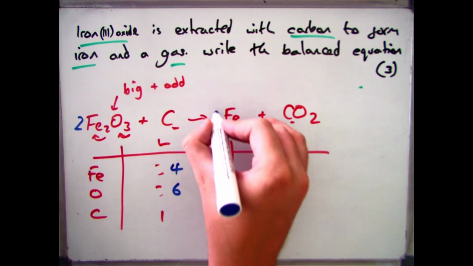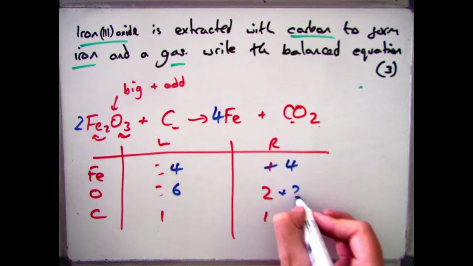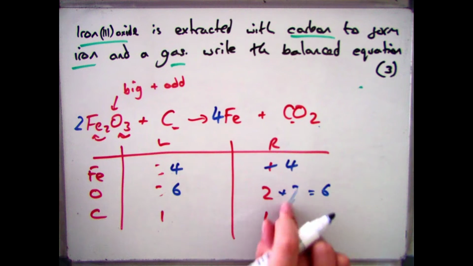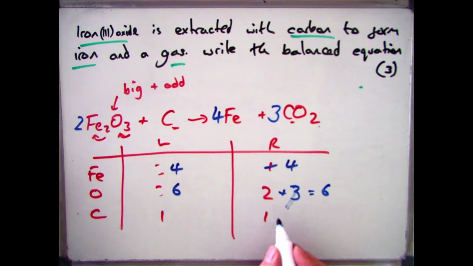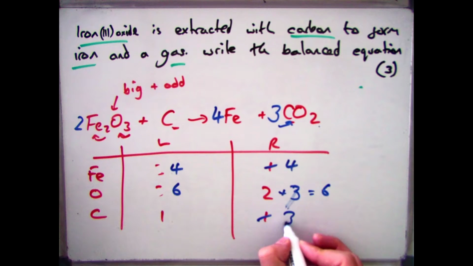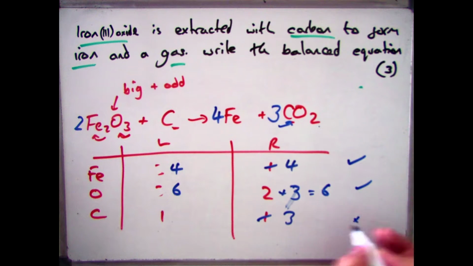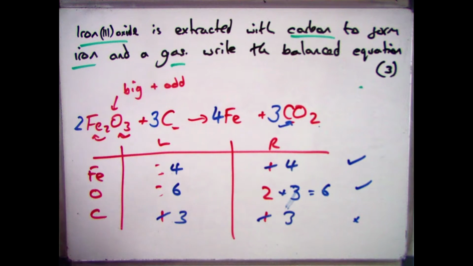What do I need to put in front of my iron? A 4, that will balance it. Oxygen, I've got 2. I need 6, so what do I times that by? The answer is 3. So put a 3 in front of the oxygen, and that's correct. Now I've got 3 carbon as well. My iron and oxygen are correct, my carbon isn't. All I need to do is put a 3 on the left hand side, and that is now balanced, and I've got my 3 marks.